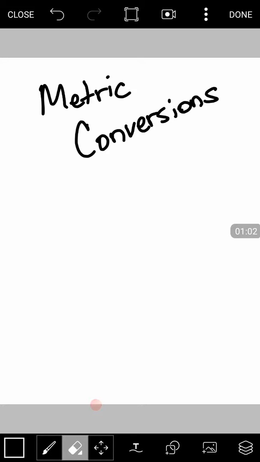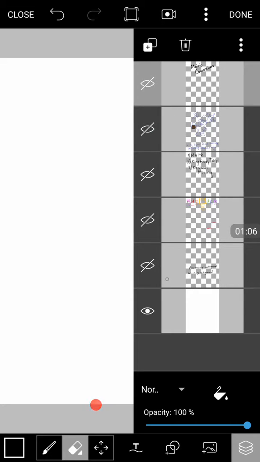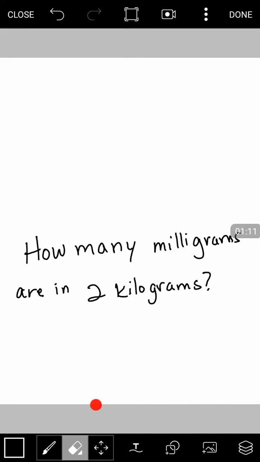So, anyway, for metric conversions, what do I mean by metric conversions? What we're talking about is a question like this: how many milligrams are in 2 kilograms? You have a question where they're telling you, you got 2 kilograms, that's your given. And we want to know how many milligrams you have in 2 kilograms. That's what I mean by metric conversion: you have a metric unit, kilograms, and you have to convert it to something else, milligrams.